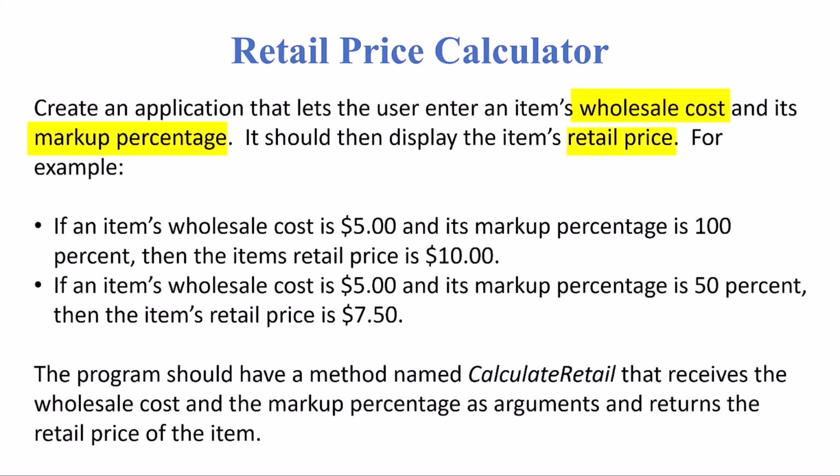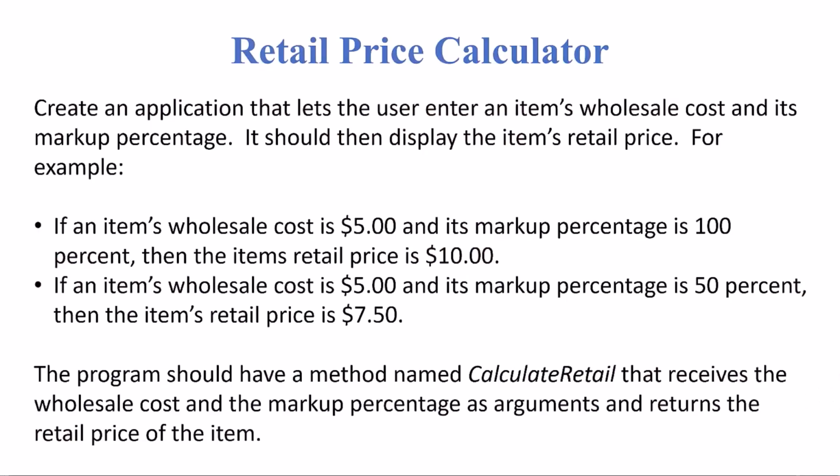For example, if an item's wholesale cost is $5 and its markup percent is 100%, then the item retail price is $10. That's what you're going to sell it for. If an item's wholesale cost is $5, you got it for $5, and the markup percentage is 50%, then the item's retail price is $7.50. That's what you're going to sell it for. So it's a simple, straightforward application.